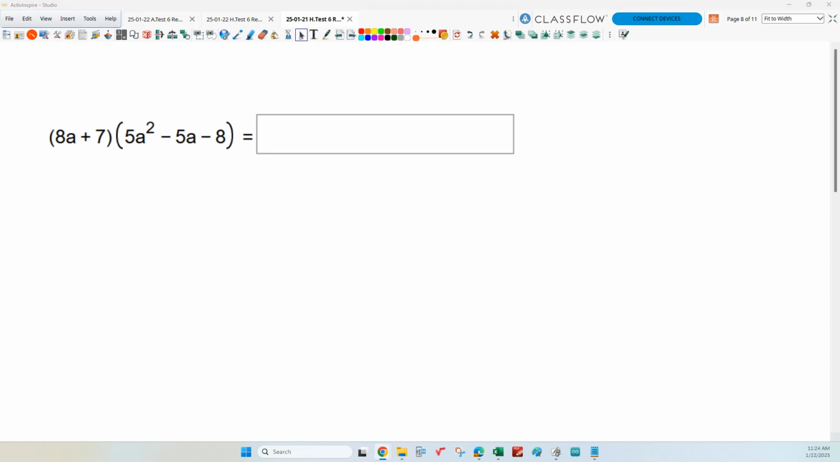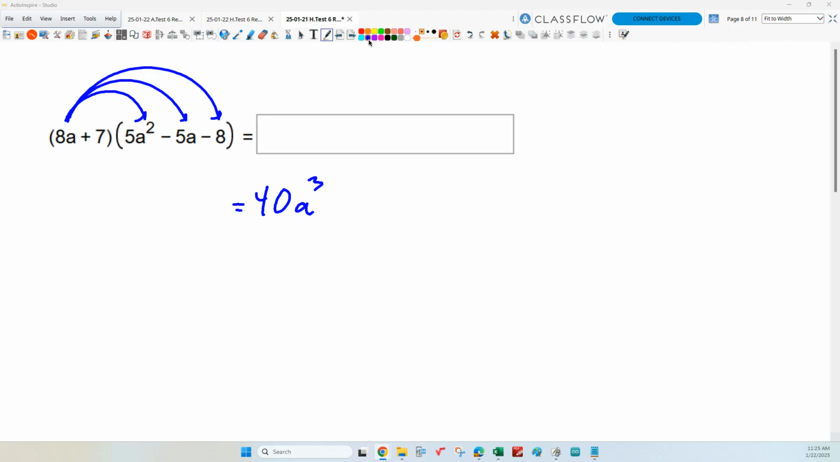Okay, what do I do here? What's that mean? I see that. I see the universal sign for distribute. There you go. Good. So we're going to distribute the 8a. 8a times 5a squared is 40a cubed. Okay, so in my mind, I know that's the biggest power of a.